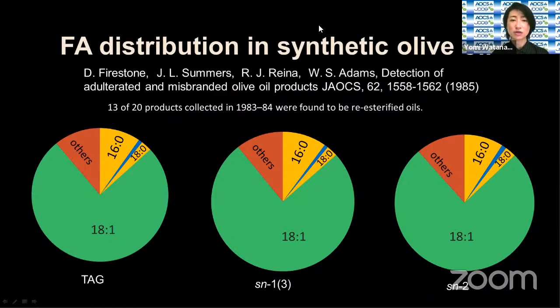Extra virgin olive oil is easily adulterated, and globally it is the food product most frequently subjected to food fraud. For example, here we see the distribution of fatty acids in oils purchased in 1980. The fatty acid distribution was identical at all positions of the TAG. This clearly indicates that the oils were not natural. They may have been produced by esterification of glycerol with FFA from olive oil.